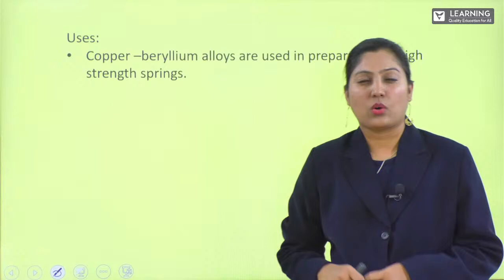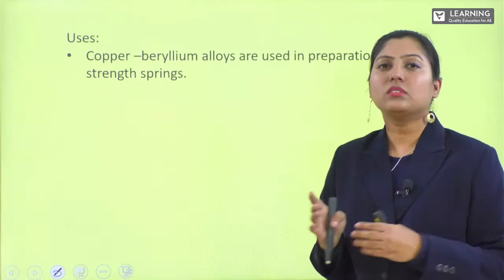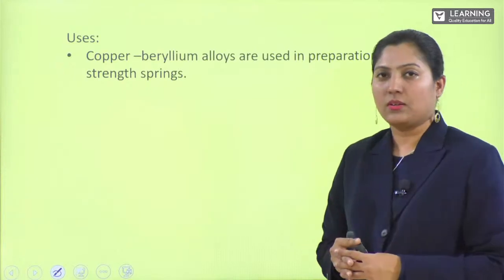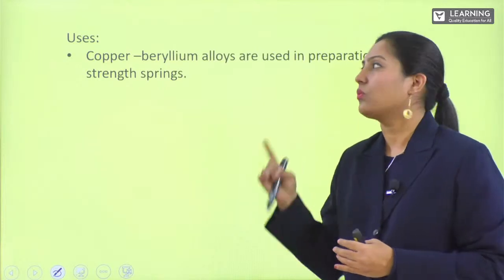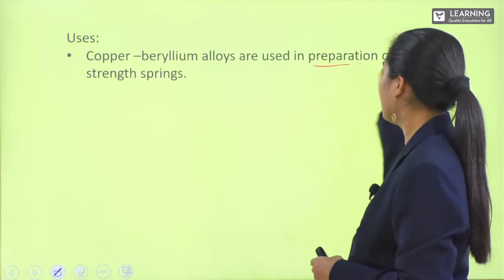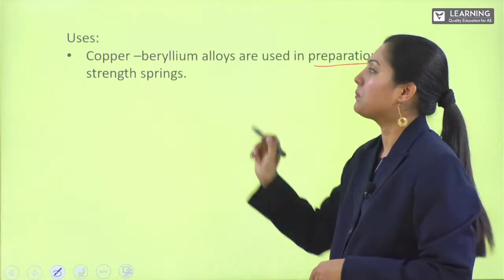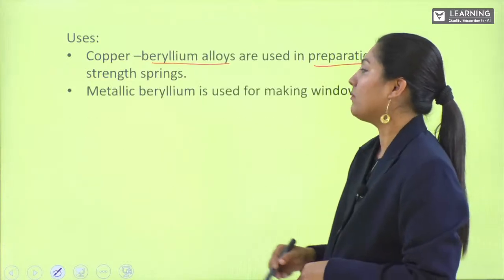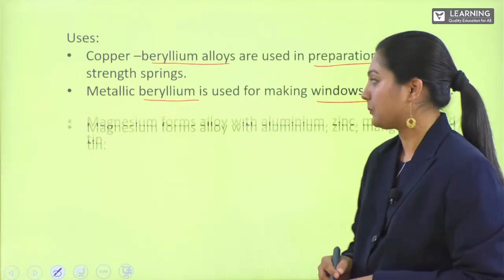So what are the uses of all these first and second group elements? First group elements we have studied. Now we are speaking about second group elements and their uses. These uses are very important. As we see in alloys, in most of the alloys we have beryllium and magnesium. Copper beryllium alloys are used in the preparation of high strength springs. If you see the springs, they will have beryllium with copper as an alloy. We also have metallic beryllium, which is used in the windows of X-ray tubes.